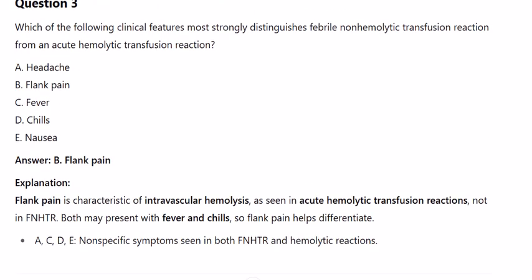Question 3. Which of the following clinical features most strongly distinguishes febrile nonhemolytic transfusion reaction from an acute hemolytic transfusion reaction? A. Headache. B. Flank pain. C. Fever. D. Chills. E. Nausea. Answer B. Explanation. Flank pain is characteristic of intravascular hemolysis, as seen in acute hemolytic transfusion reactions, not in FNHTR. Both may present with fever and chills, so flank pain helps differentiate. A, C, D, E are nonspecific symptoms seen in both FNHTR and hemolytic reactions.